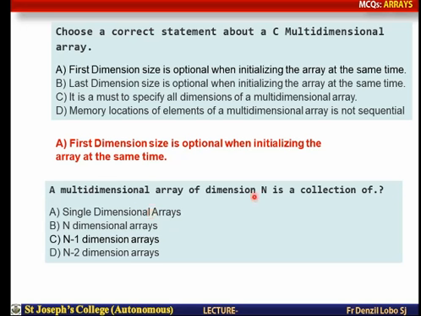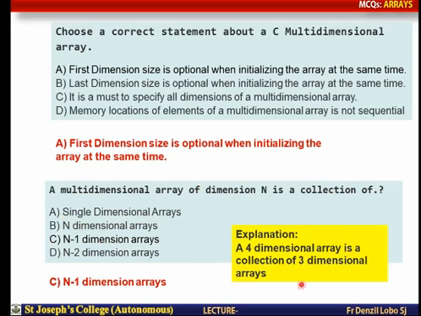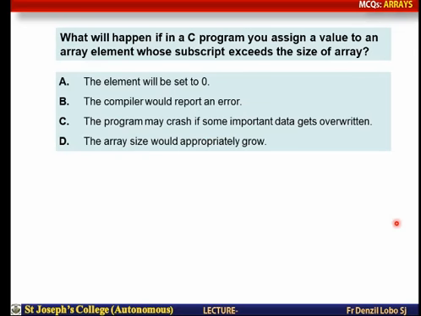A multi-dimensional array of dimension n is a collection of what? Single dimensional arrays, n dimensional arrays, n minus 1 dimensional arrays, or n minus 2 dimensional arrays? Very important question, so note that. It is going to be C, n minus 1 dimension. So for example, a 4-dimensional array is a collection of 3-dimensional arrays. A 1-dimensional array is a collection of elements, that's all.